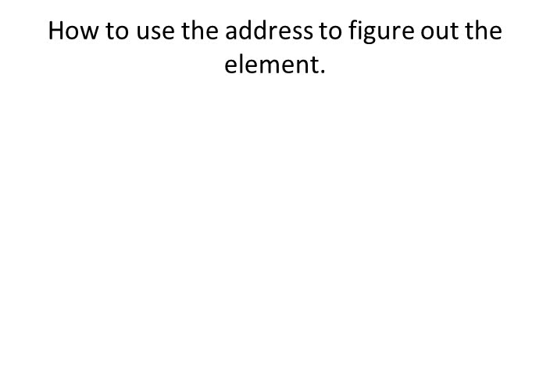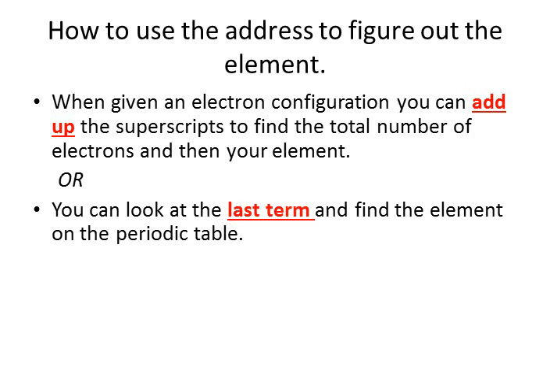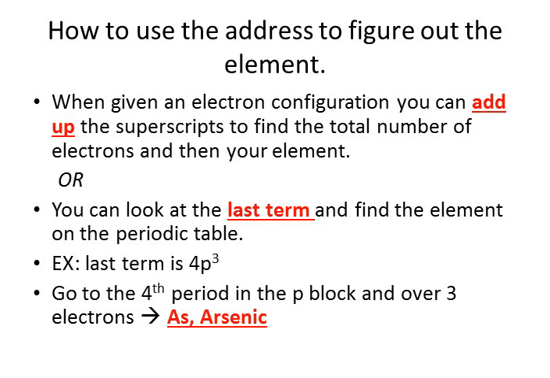All right, so how can we use the address to figure out the element? So when I give you an entire electron configuration, you can add up the superscripts to find the total number of electrons and find your element. Or you can look at the last term and find the element on the periodic table. So for example, my last term is 4p3. So this tells me to go to the 4th period, to the p block, and over 3 electrons, which will get me to arsenic, which is As.